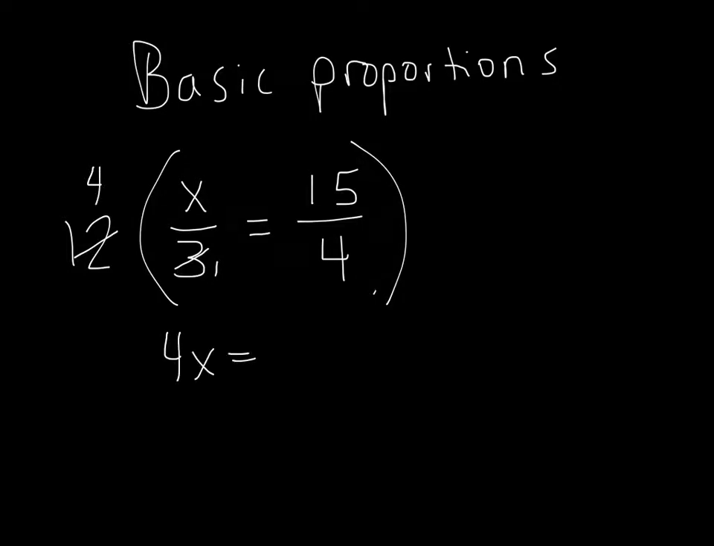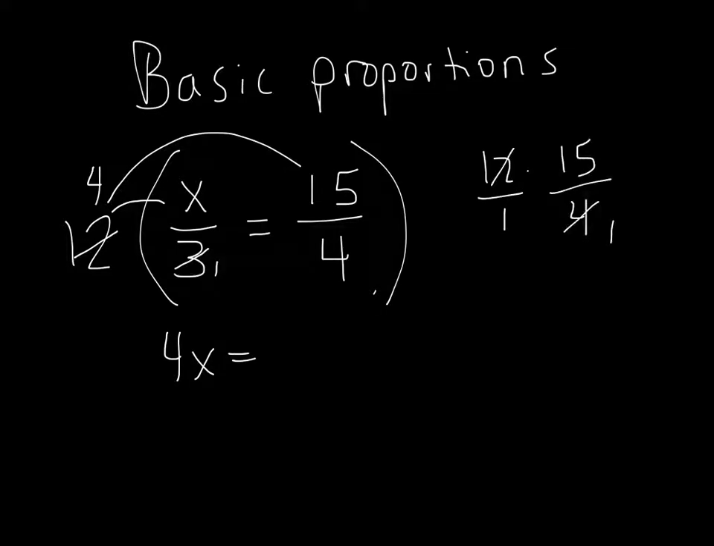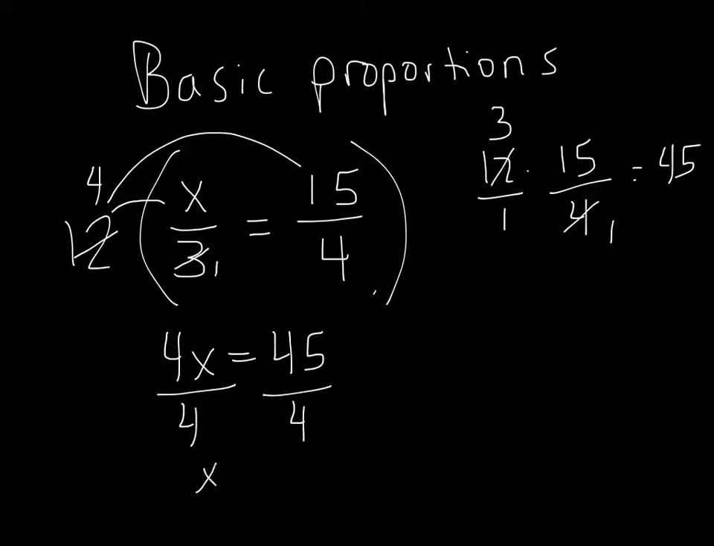But when I do 12 times 15 over 4, the 12 and the 4 cancel, and I get 3 up here, because there's 3 4's in 12. And so that equals 45. So now 4x equals 45, that's pretty easy. Now I just divide both sides by 4, and x equals whatever 45 divided by 4 is, right?